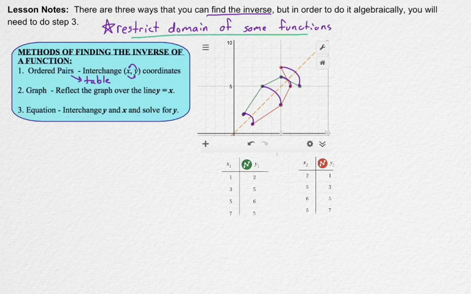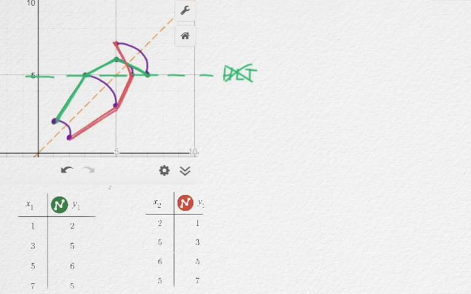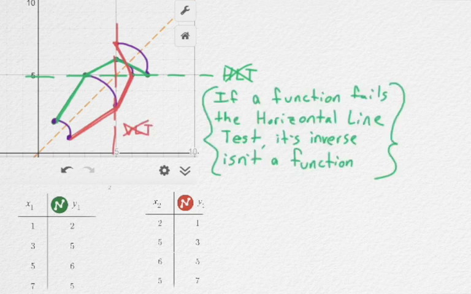Now I did say we'd have to restrict the domain of some functions, and the reason for that is if you look at this example here on Desmos, let's look at the original green function first. If I were to draw a horizontal line through this, there's a point where the horizontal line would cross through the function twice. That means it fails something called the horizontal line test. You may have heard of the vertical line test before, and look at the inverse here, or the red graph. There's a point here where I could draw a vertical line through it, and it would fail the vertical line test. So that's pretty important. So we could say if a function fails the horizontal line test, its inverse isn't a function. Even though the original green graph was a function, it does pass the vertical line test, the inverse was not a function.